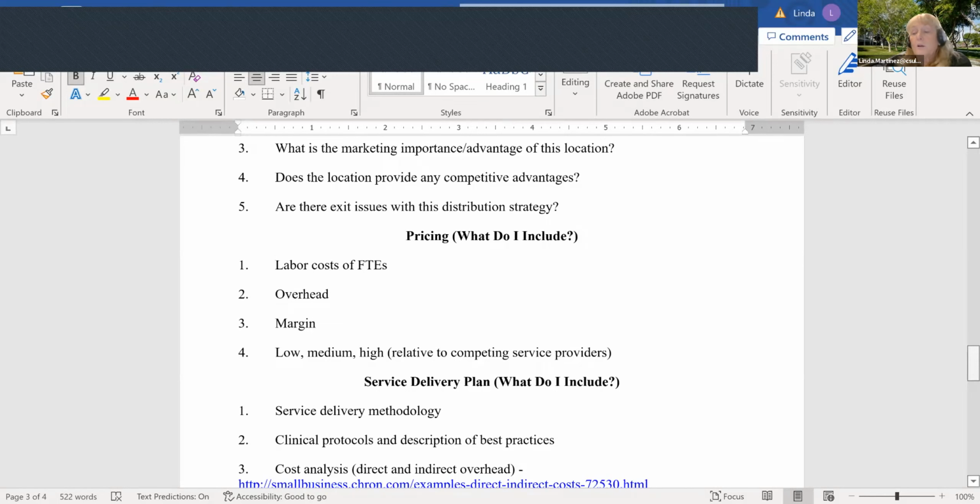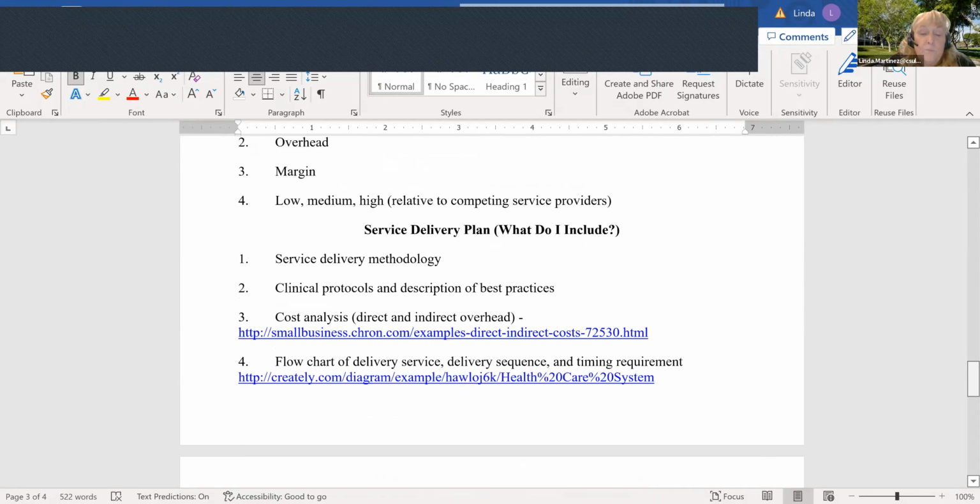Now, the clinical protocols: you're going to take each of the jobs that you designate in your business, and you're going to look for the clinical protocols for those jobs. You can find this information under Glassdoor, under the Department of Labor Statistics. You can find the description of best practices there. You can do a search on Google and put, for instance, best practices for receptionists in a healthcare facility. And things will pop up for you. Same thing with clinical protocols.